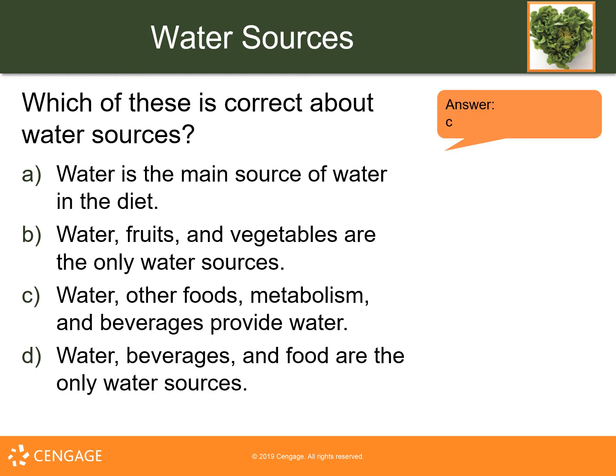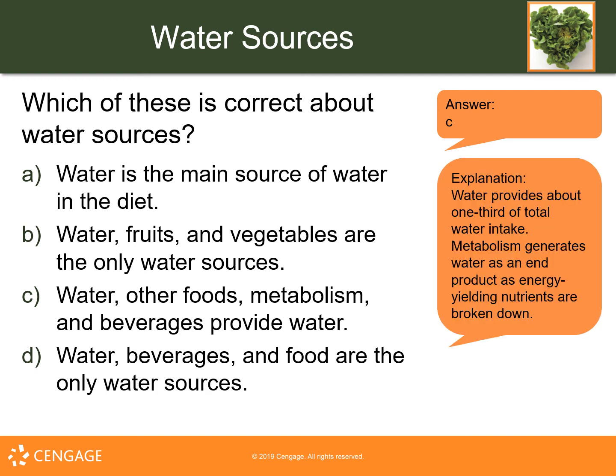Here are the answers. So C, water, other foods, metabolism, and beverages provide water. Explanation: water provides about 1/3 of total water intake. Metabolism generates water as an end product as energy-yielding nutrients are broken down, and we learned that in the energy metabolism chapter, chapter 7.